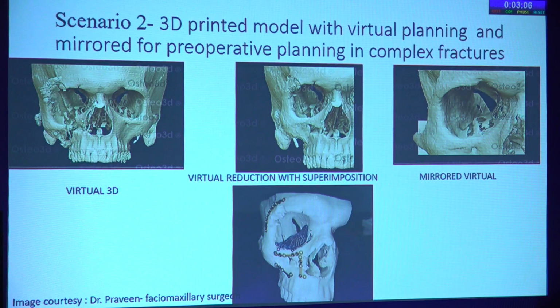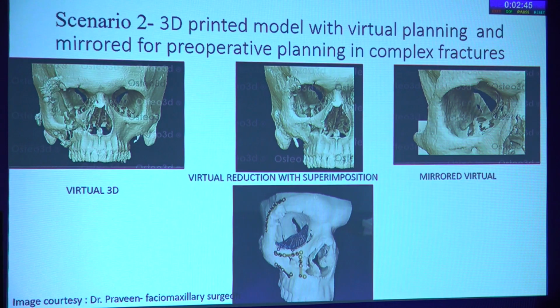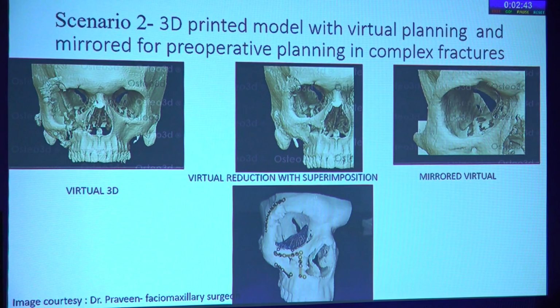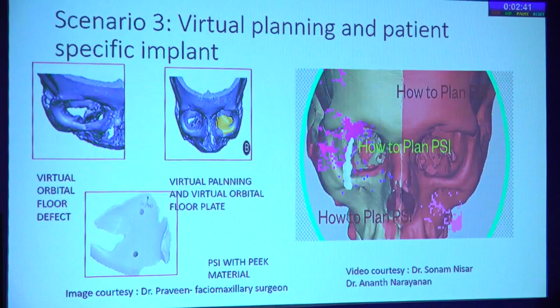In a complex fracture like this, here the zygoma is fractured. What the software does is it virtually reduces the fracture with superimposition, and then again it mirrors and gives an STL image, and with the STL image we can get a model like this. So even in complex fractures, we will know where we have to put the screws, where we have to put the implant, and what type. Everything can be planned meticulously prior to the surgery, and then we can go into the OR.